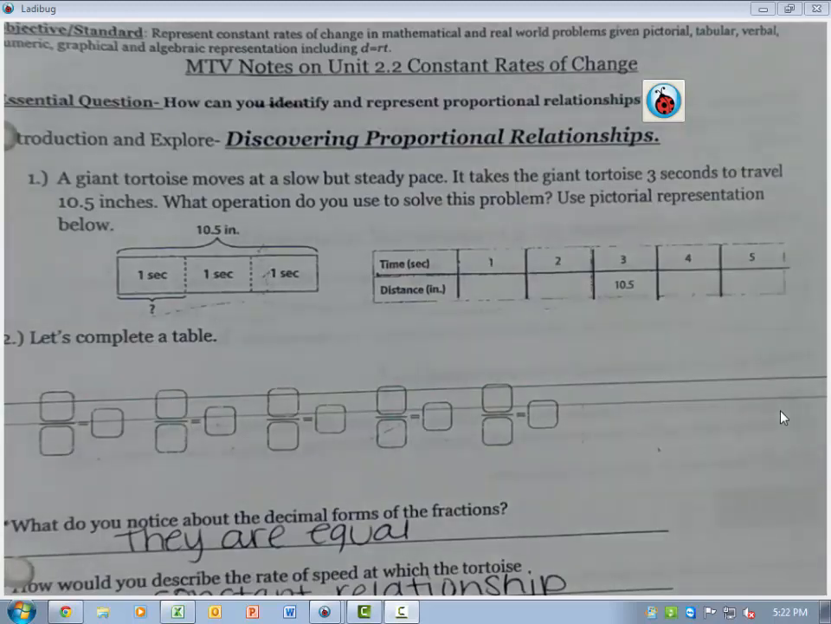Today we're going to be doing Unit 2.2 on constant rates of change. Alright, our central question today is how can you identify and represent proportional relationships? Okay, so we are going to be discovering proportional relationships.